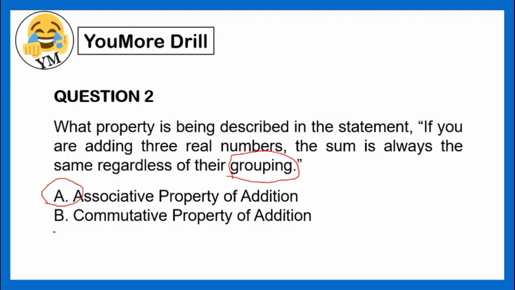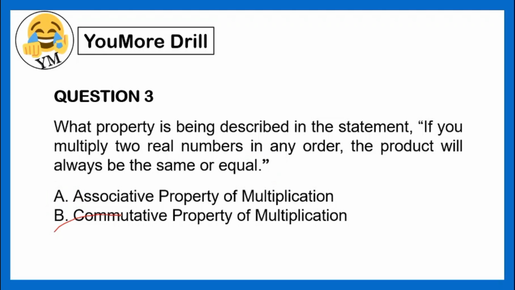Ayan. Number 3. What property is being described in the statement? If you multiply two real numbers in any order, ayan, ito agad ang clue natin. The product will always be the same or equal. In any order, ibig sabihin, nagta-travel siya, nagta-transfer siya ng position. So, yan ay commute. Diba? Pag-commute. So, transfer. Commutative property ang question number 3.